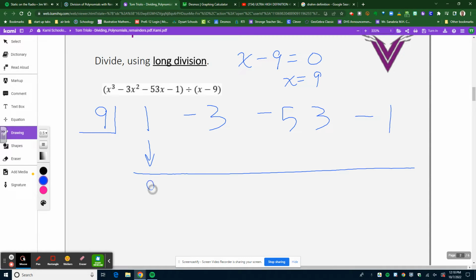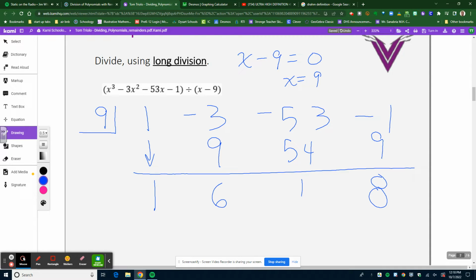Drop the 1 and multiply and add. Oopsies. I already multiplied in my head. So multiply, add -3 and 9, 6. Multiply, 54, add 1. Multiply and add, and I have a remainder of 8.